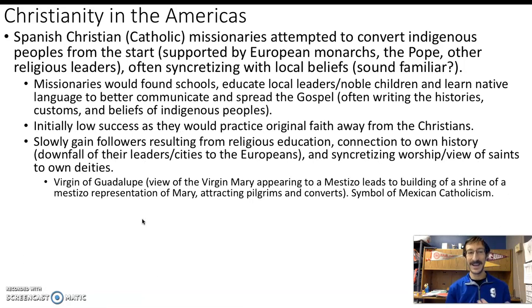All right. And again, hopefully a lot of these other things should sound a bit familiar. Missionaries founding schools, educating the local leaders and the noble children, but also integrating and learning the languages better to communicate and spread the gospel. So oftentimes you find the Christian missionaries writing the histories, writing down the customs and the beliefs of the indigenous peoples to get closer to them in order to better have a chance at successfully converting them.